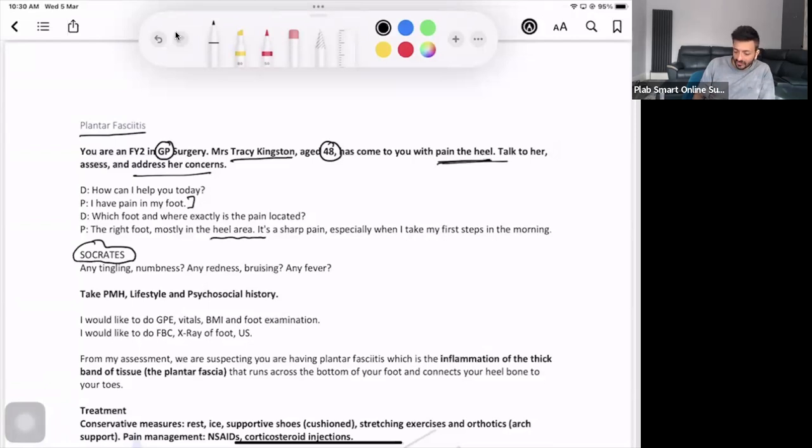When I take my first step in the morning, especially the first step in the morning, this is a clincher for you. You are sleeping, you woke up, and when you put your feet on the ground, you started having the pain. That is classical history for plantar fasciitis. If you do a proper Socrates, you will have your diagnosis with you.